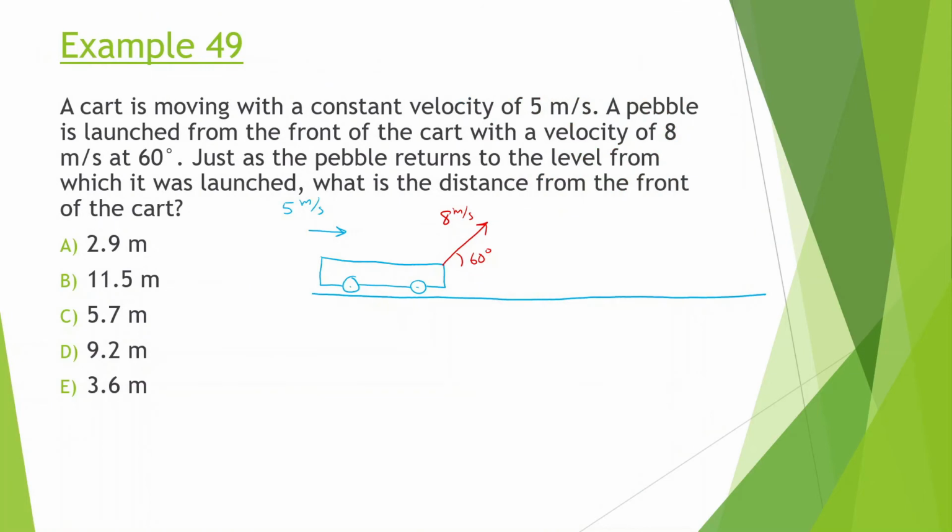All right, another pretty tough one. A cart is moving with a constant velocity of 5 meters per second. A pebble is launched from the front of the cart with a velocity of 8 meters per second at 60 degrees. Just as the pebble returns to the level from which it was launched, what is the distance from the point of the cart? So this is a little bit confusing because this cart is moving while this thing is being launched. There's a few ways of doing this problem.